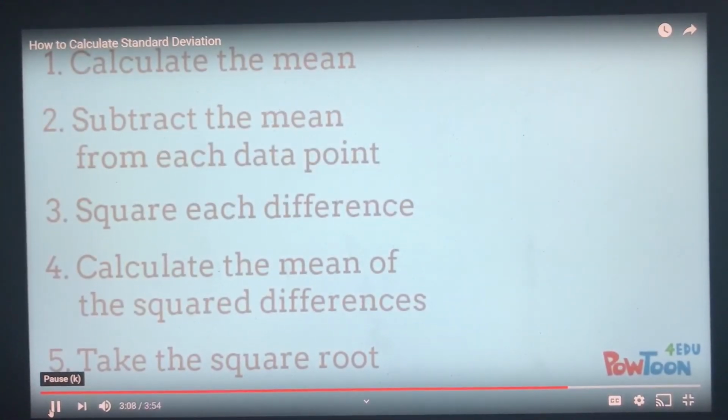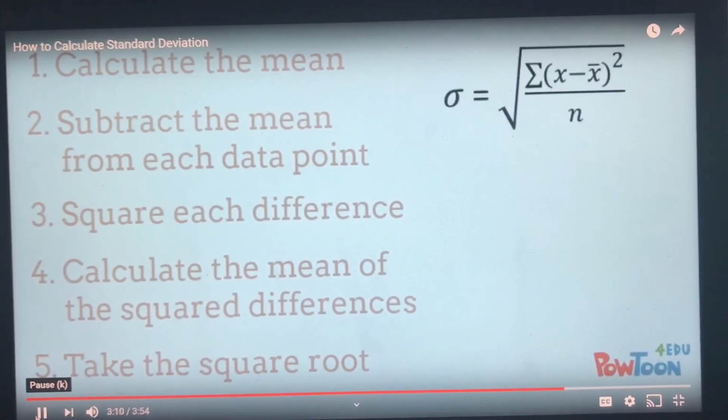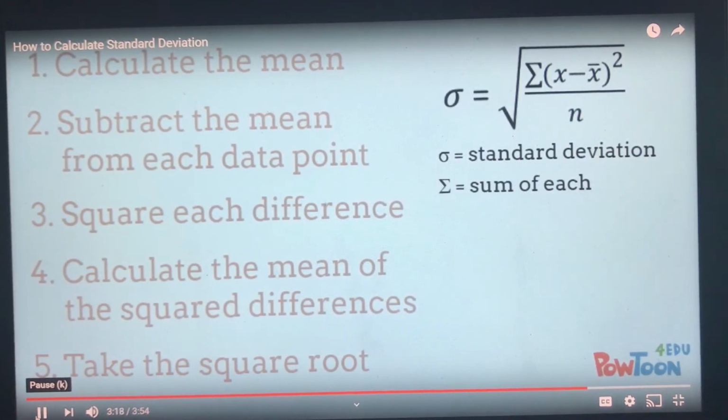Using symbols, the equation for calculating standard deviation looks like this. Lowercase sigma stands for standard deviation of a population. Uppercase sigma tells us to calculate for each instance. X is each data point, X bar is the mean of the data points, and N is the number of data points.